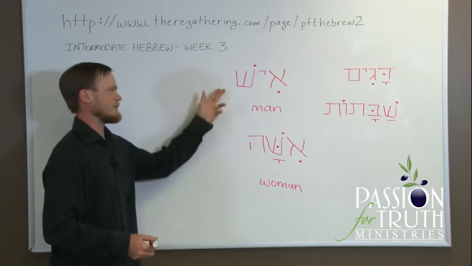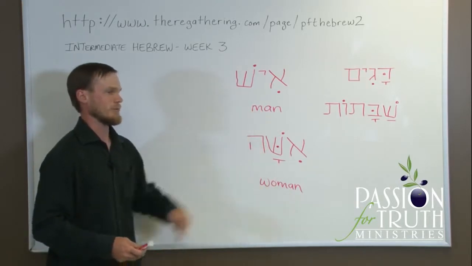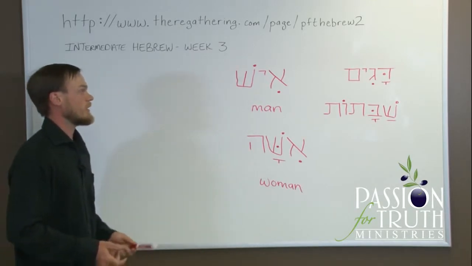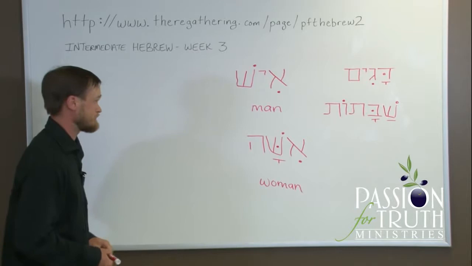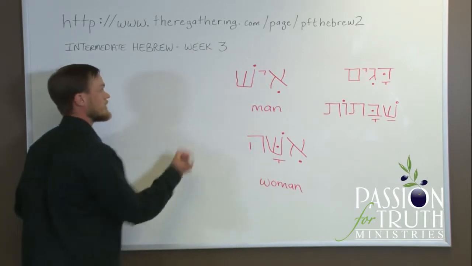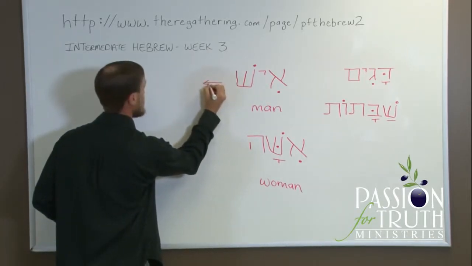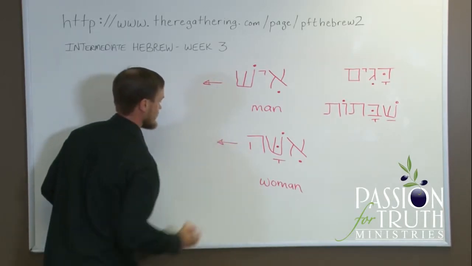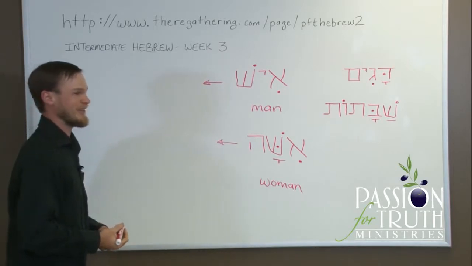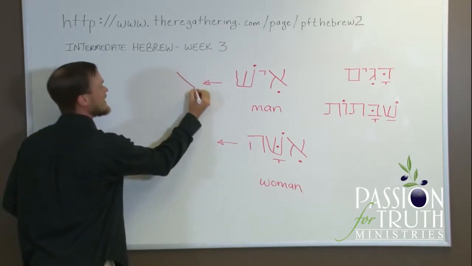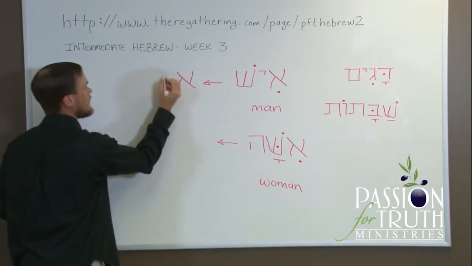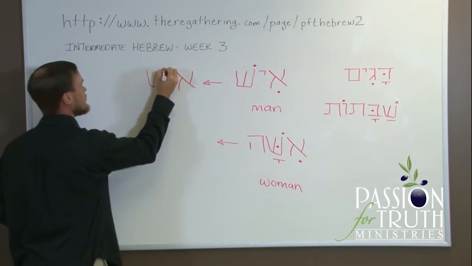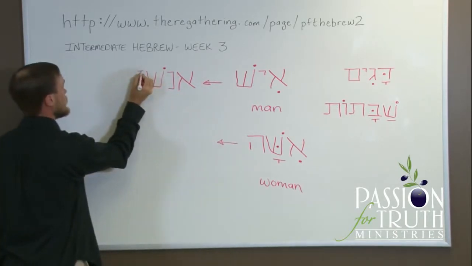Actually, we have the same kind of linguistic parity in the terms man and woman. But these words both have irregular plurals. And again, since they are irregular, it's nothing you could predict. There's no rule that says this is going to happen this way. These are just things that, well, you just have to know. So Ish, instead of becoming Ishim, becomes Anashim. Again, this mysterious nun.